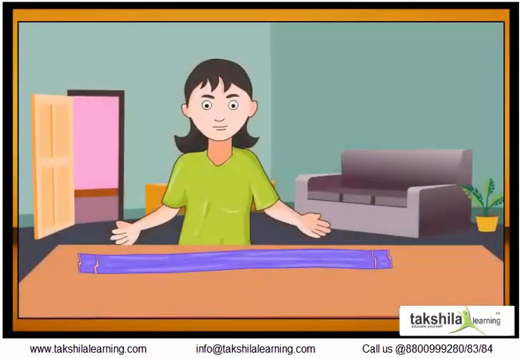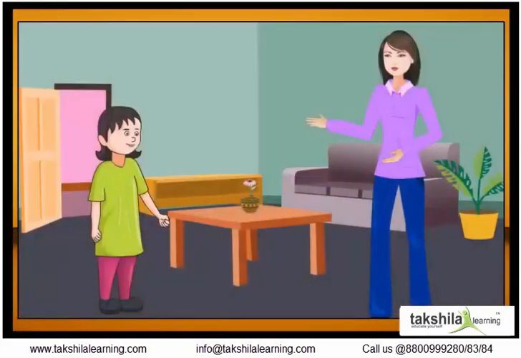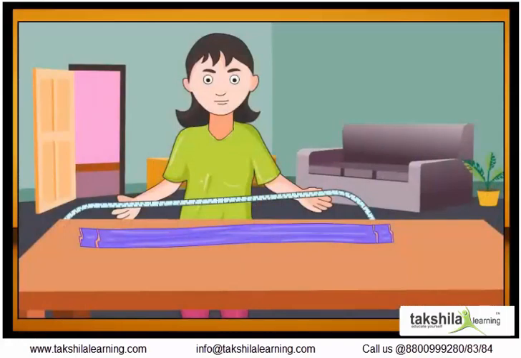Sonia had to finish her home science homework. She had to put a lace around a handkerchief, but she was not able to calculate how much lace she needs. Her mama told her to measure the sides of the cloth and find out the length of lace.